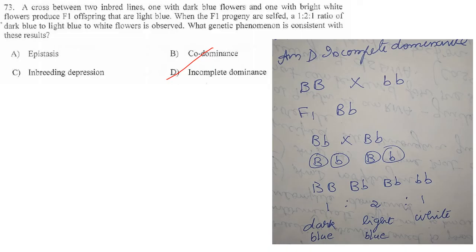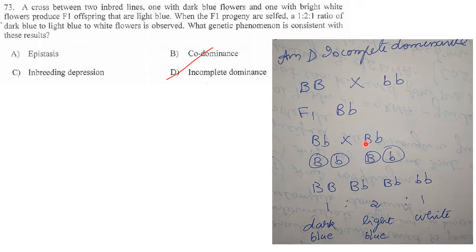Then next one. A cross between two inbred lines, one with dark blue flowers and one with bright white flowers, produces F1 offspring that are light blue. When the F1 progeny are selfed, a 1:2:1 ratio of dark blue to light blue to white flowers is observed. What genetic phenomenon is consistent with these results? So this is the parent genotype, capital B capital B and small b small b. This is the F1, capital B small b.